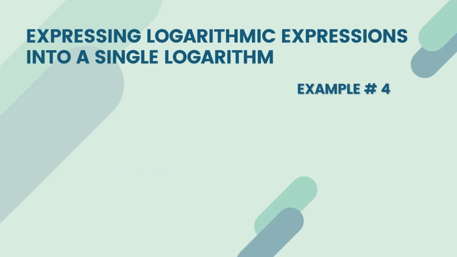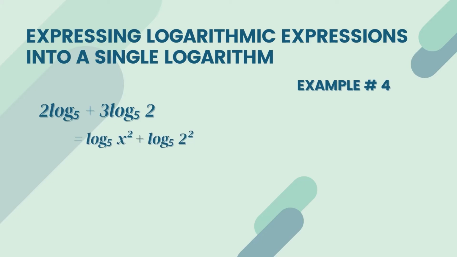For our fourth example, we have 2 log base 5 of x plus 3 log base 5 of 2. First thing we need to realize is that we should move the coefficients into the exponent position of the number part of the log. So we can write this as log base 5 of x squared plus log base 5 of 2 cubed. We can actually evaluate 2 cubed as 8, so we can rewrite this again as log base 5 of x squared plus log base 5 of 8.